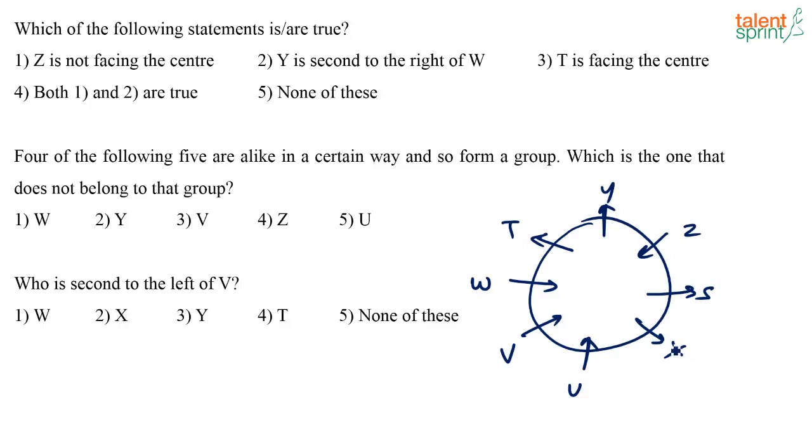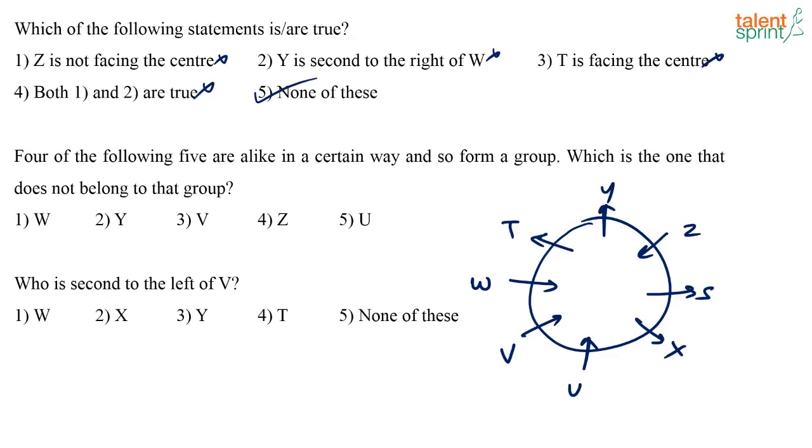Z is not facing center. That's wrong, right? Because Z is facing the center. Y is second to the right of W. No, Y is second to the left of W. That's also wrong. T is facing the center. Wrong. T is facing outwards. Both 1 and 2 are true. That's also wrong. So which is your correct answer? Correct answer will be none of these.